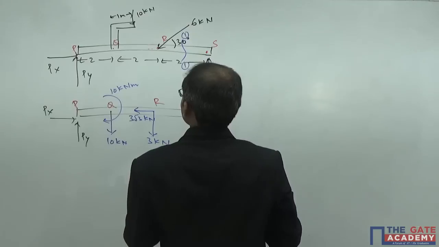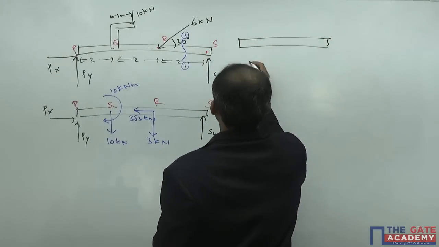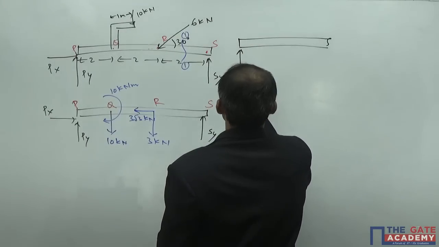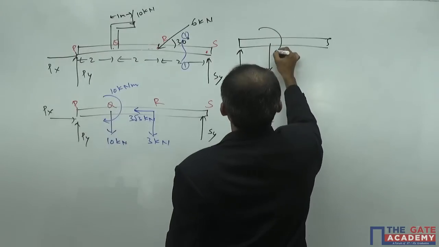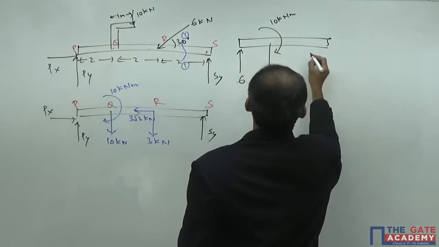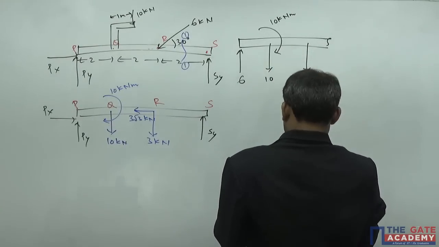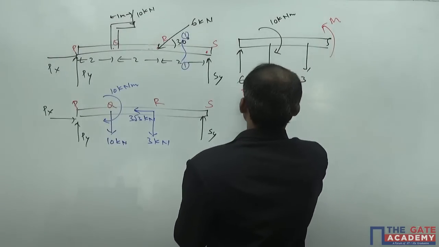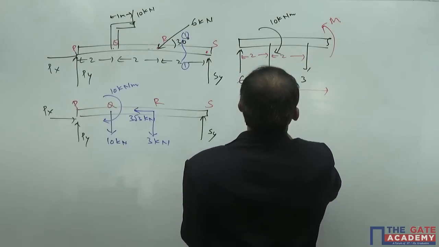So either you can go by the left part, which is like this. Here you have Py, which is coming as 6 kilonewton. Here you have 10 and a moment given by 10 kilonewton meter. And here you have a point load 3 kilonewton. And you have an anti-clockwise moment M because it's a positive plane. This total distance is x, and this distance is 2. This is again 2. That's it.